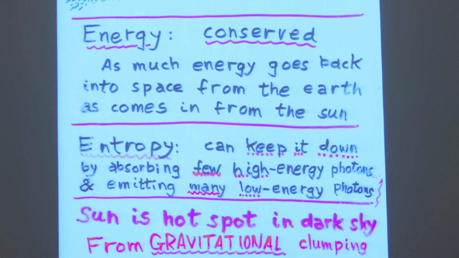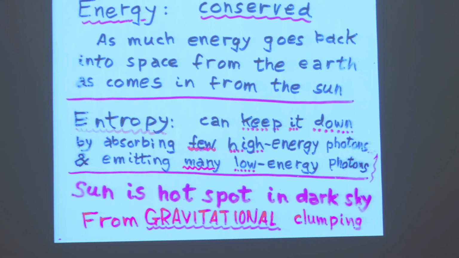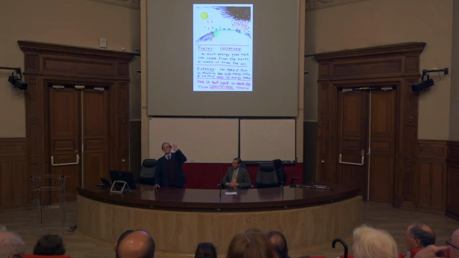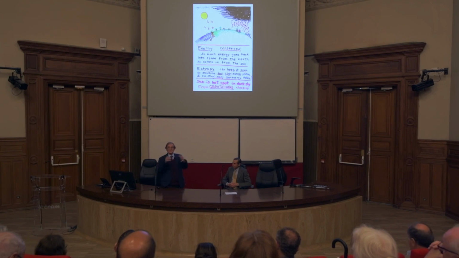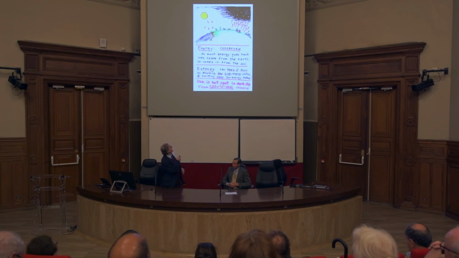Suppose that the heat of the sun was uniformly distributed over the whole sky. It would be completely useless. If the whole sky was at the temperature of the sun, we'd have much more energy coming in, but it would be utterly useless. Why is it not useless? Not because the sun is giving us energy.